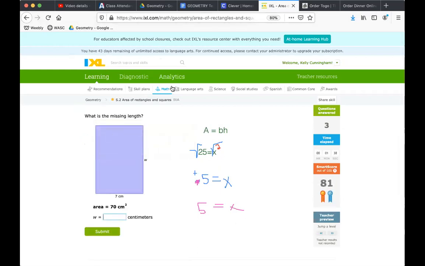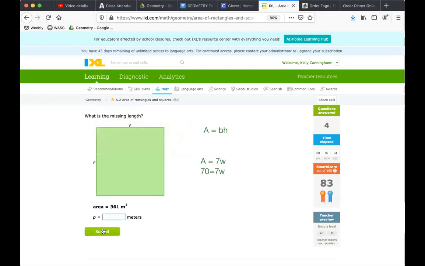Okay, and then for our last one here, they're giving you area, but they're not giving you one of the side lengths, so it would simply just be the same. So area is 7 times W, and then the area is 70, so 70 equals 7 times W, so then clearly W is going to be 10. Love it. Love a good old area problem.